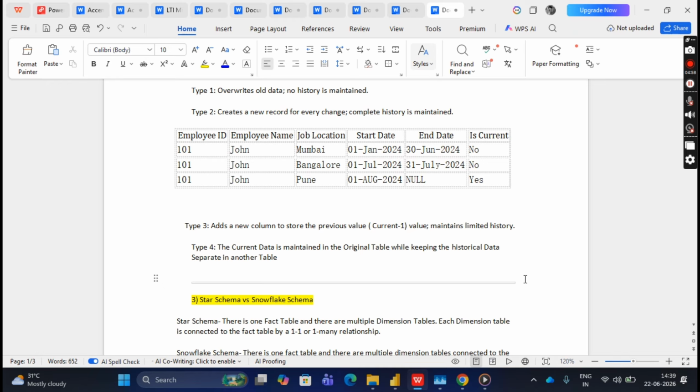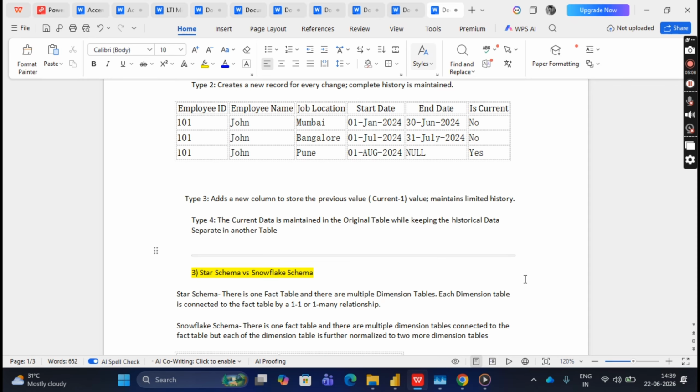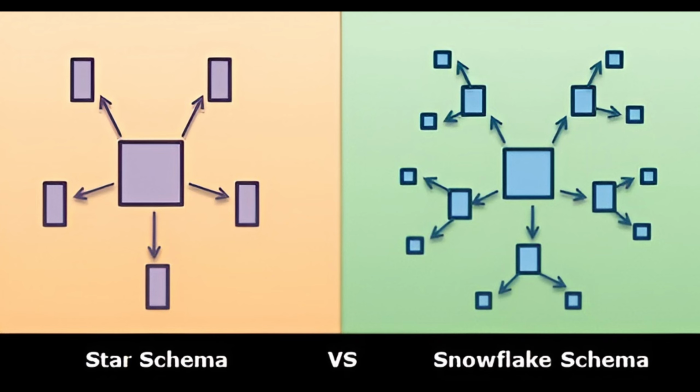In star schema there is one fact table and there are multiple dimension tables, okay, but each dimension table is connected to the fact table by a one-to-one or one-to-many relationship. But in Snowflake schema there is one fact table and there are multiple dimension tables connected to the fact table, similar to a star schema, but each dimension table is further normalized into two more dimension tables. So each dimension table which is connected to the fact table is further normalized into two more dimension tables, okay. So let's quickly understand the difference between star schema and Snowflake schema using this picture.